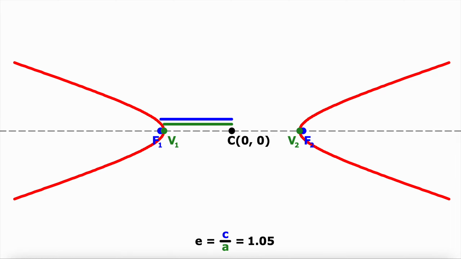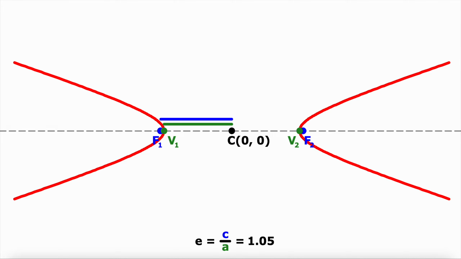The focal distance, highlighted in blue and denoted by C, is the distance from the center to either focus, and the semi-transverse axis, highlighted in green and denoted by A, is the distance from the center to either vertex. For a hyperbola to exist, the focal distance must always be strictly greater than the semi-transverse axis.